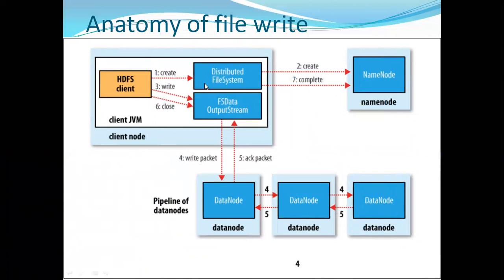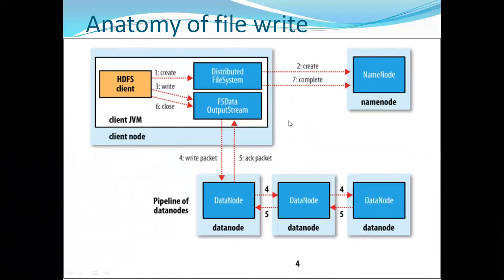This is the anatomy of write. Once you are writing the data, you just access the locations. You send a create request and the name node gives you the block location where the data should be stored. Then the HDFS client writes directly into that particular data node, and from there it goes to the next data nodes for replication. So that's how it works.